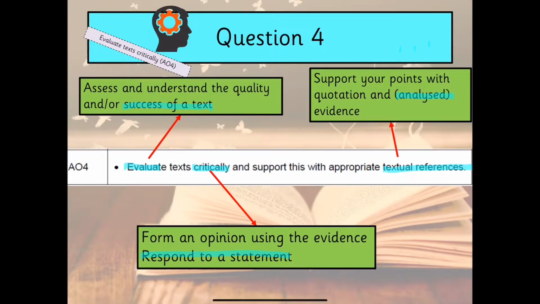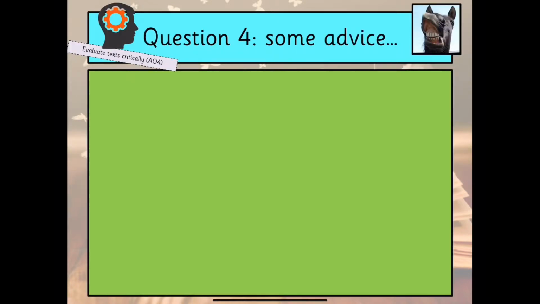So although this isn't an AO2 question, you are still expected to look at the quotes that you have selected and to comment on the writer's methods and to comment on how they have achieved their aims or not. So AO4 is not actually that much different to AO2. The only real difference is the fact that you have to evaluate and form an opinion as well as analyse the text.